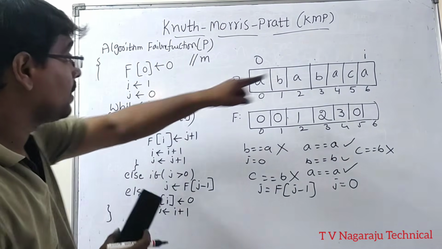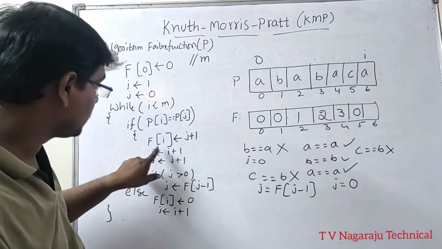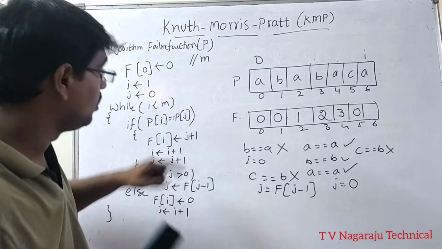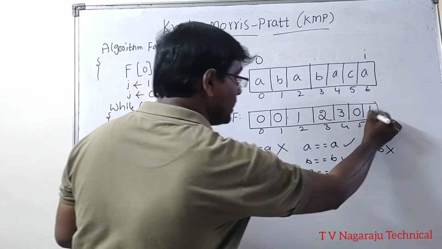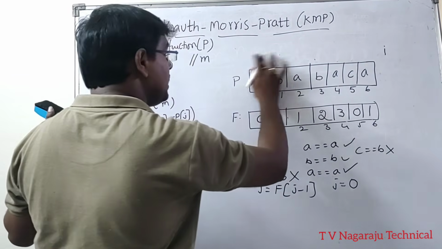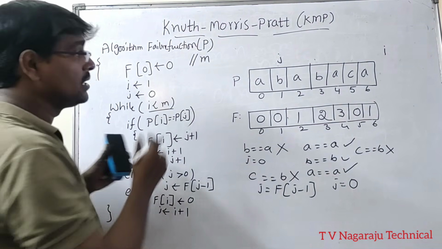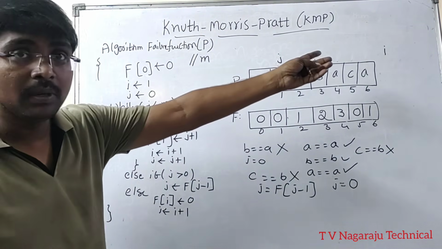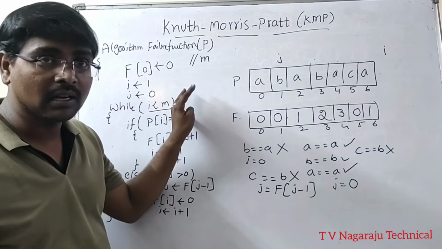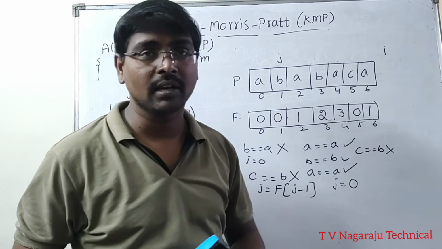In the next step, A is equal to A. Yes, matching. f of 6 is equal to j plus 1, that is 1. i is incremented by 1 and j is incremented by 1. In the next iteration, this condition failed, so i value becomes 7. 7 less than 7, condition fails. We come out, the LPS table is constructed.